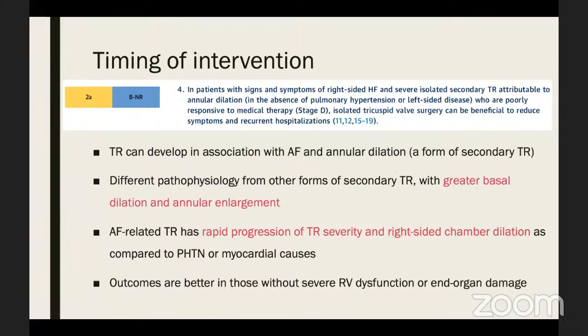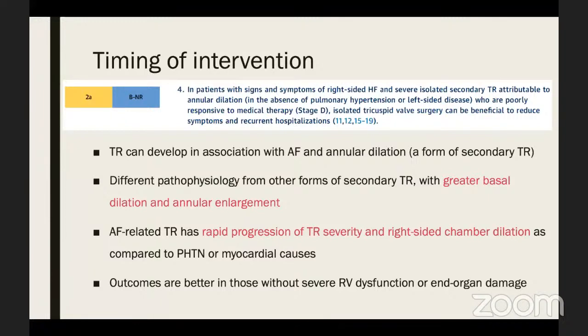Recommendation number 4, in patients with signs and symptoms of right-sided heart failure and severe isolated secondary TR, which is attributable to annular dilation, in the absence of pulmonary hypertension or left-sided disease, who are poorly responsive to medical therapy, isolated tricuspid valve surgery can be beneficial to reduce symptoms and recurrent hospitalization. This is class 2A level B.